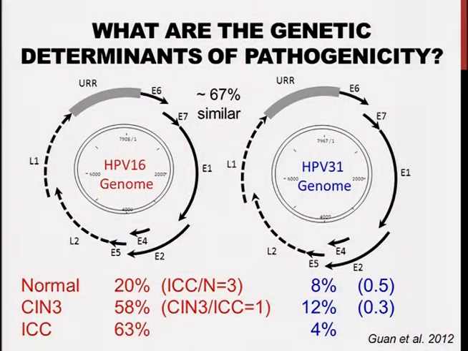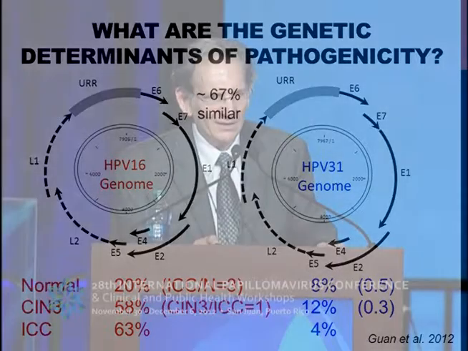This data below is from a recent paper by Gary Clifford's group, where in normal individuals they found about 20% of the women had HPV-16, where for HPV-31 they found approximately 8% prevalence in normal women with normal cytology. In CIN3, the prevalence of HPV-16 goes way up to 58%. In HPV-31, it goes modestly up. And if you look at the cancer, HPV-16, as we all are well aware, is responsible for 63% of cervical cancer worldwide, whereas HPV-31 is only responsible for 4%. And if you look at the ratios of cancer to normal prevalence rates, you see that HPV-16 is 3, where HPV-31 is 0.5.